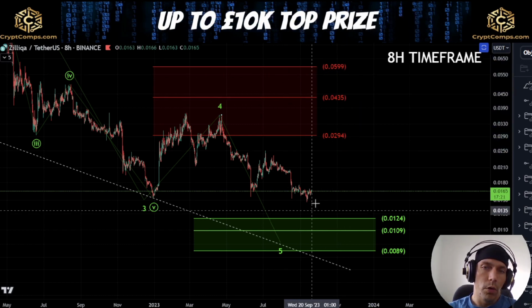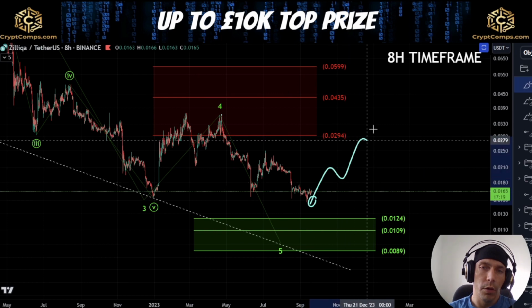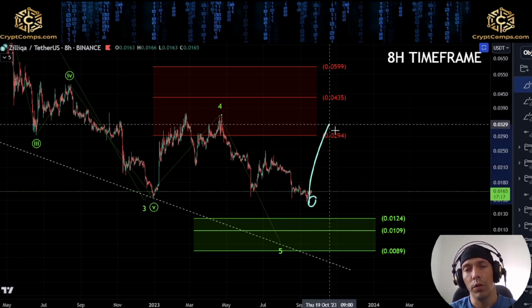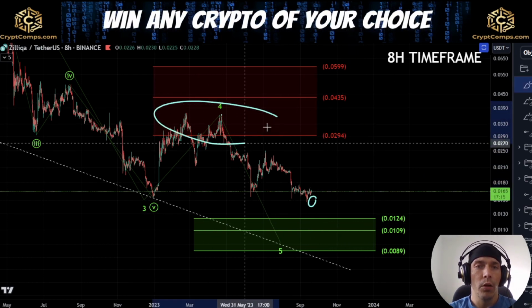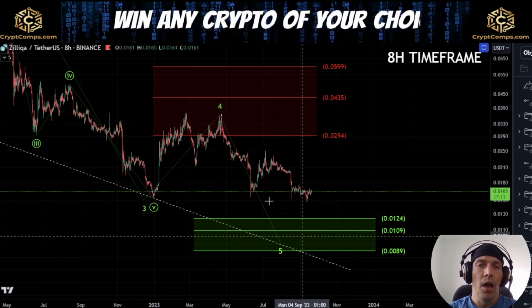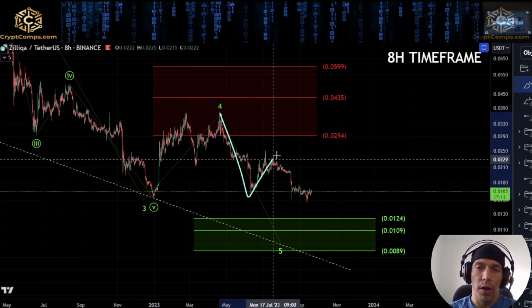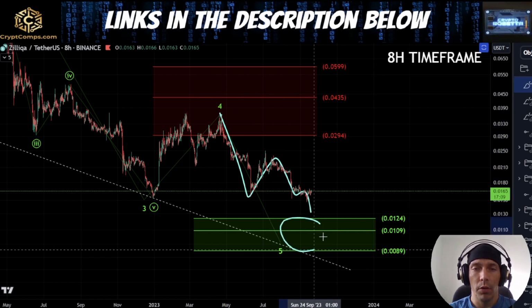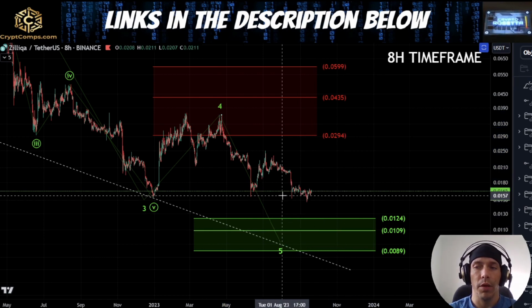If we do continue to hold this zone, we do have the potential that we could start to see a 5-wave move up, or alternatively a bigger 3-wave move up, looking to interact with some of these highs. Alternatively, we could be looking to break down for this 5th wave. Now, it is possible that this 5th wave could already be completed.